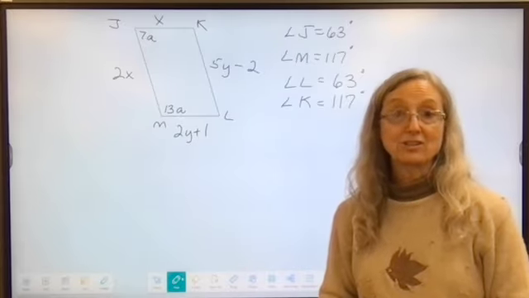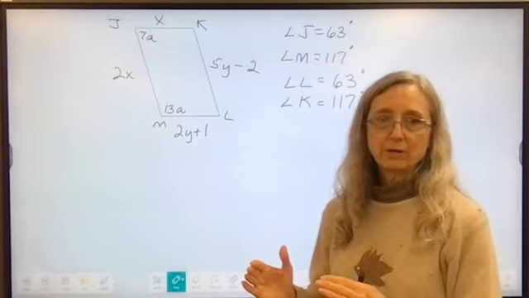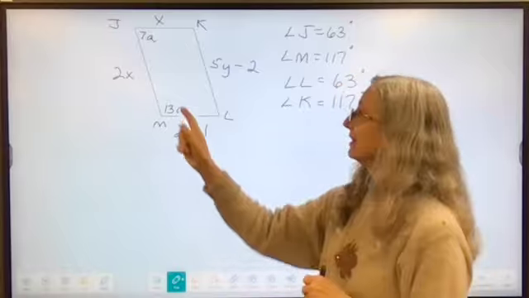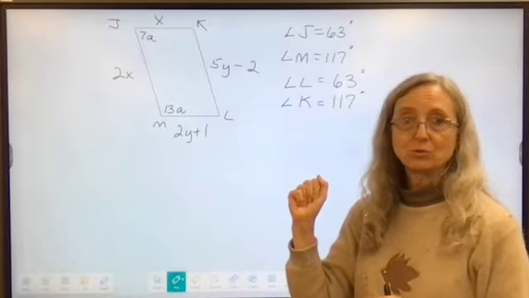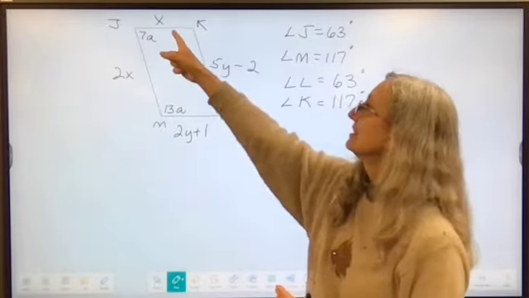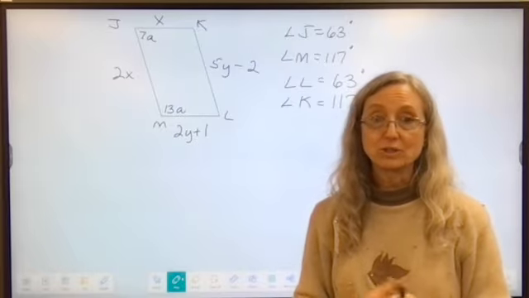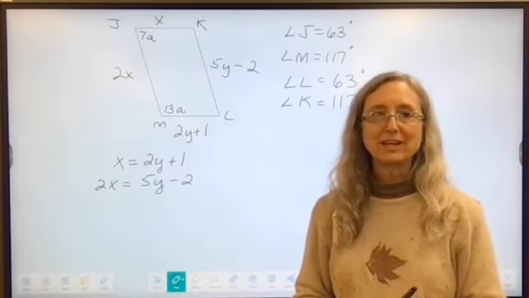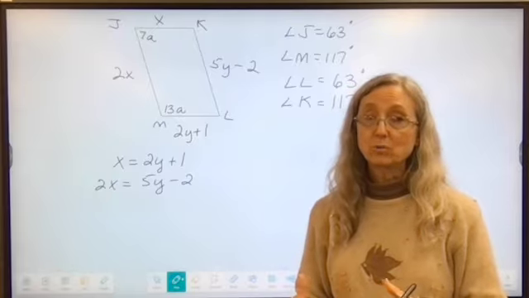Now let's find our sides. And this one is a little trickier. We know because it's a parallelogram that opposite sides are congruent. That means 2x is equal to 5y minus 2, and x is equal to 2y plus 1. So I will write those relationships down. Now this looks like I can't solve this because I have two variables, but I have two equations, and x and y work in both.